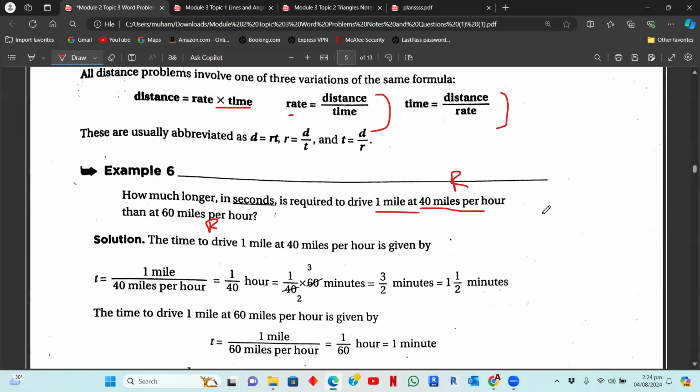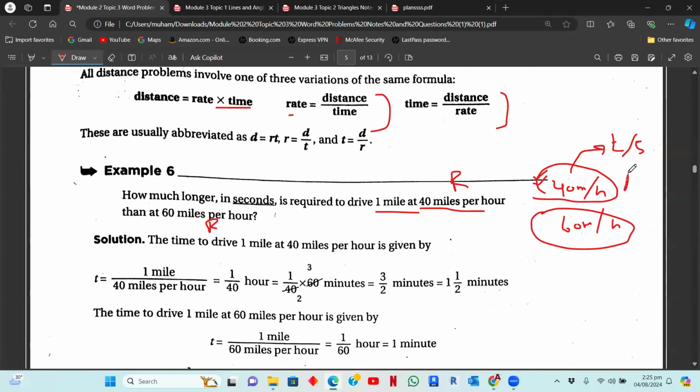They're saying if you travel at this rate, what is the first rate? It's 40 miles per hour. If you travel at 40 miles per hour, or if you travel at 60 miles per hour, how much longer is it gonna take? Obviously, if you're gonna drive a car slower, it's gonna take you more time. So they're asking how much longer is it gonna take you in seconds if you travel at this speed rather than traveling at this speed. Let's call 40 miles per hour speed A and 60 miles per hour speed B. यहाँ तक तो समझ आ गया होगा कि traveling at 60 miles per hour is going to take you less time.